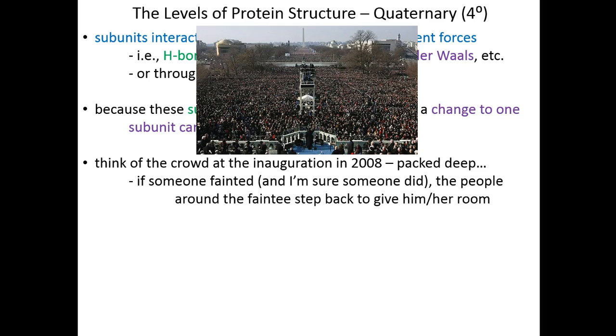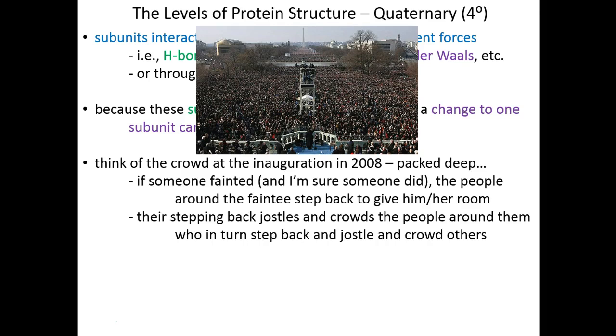Now I want you to imagine, this is hypothetical, it probably didn't happen, but I want you to imagine that someone in that crowd fainted. They overheated, they were overcome with emotion of the moment, and they fainted, they dropped. Of course, you would expect that people around the faintee, we'll call them, moved back to give them some room. Formed a ring around them, gave them a space, made sure they were okay, helped them up, made sure they could get air. With a crowd so crowded, as those people around the faintee stepped back, they jostled the people behind them and crowded them. And those people then stepped back and jostled those behind them. And they stepped back and jostled those behind them.